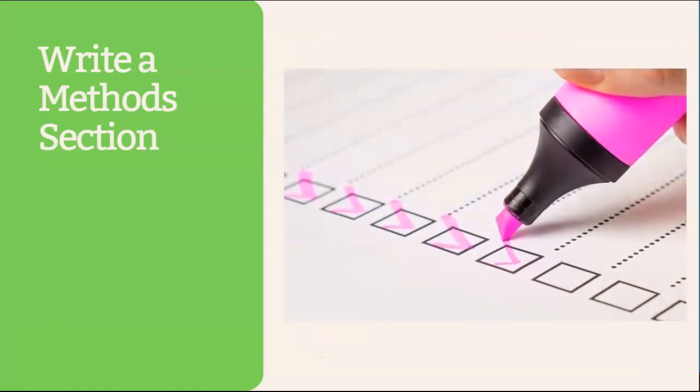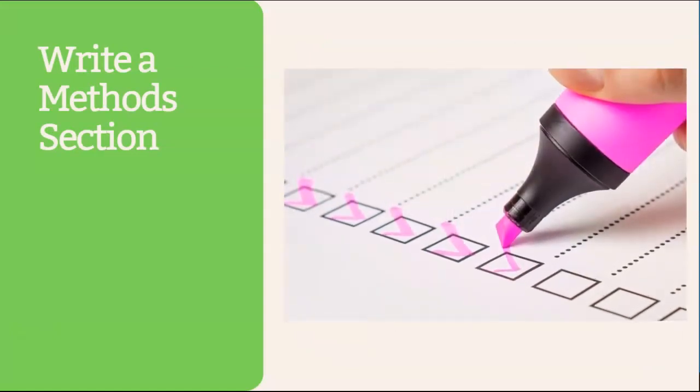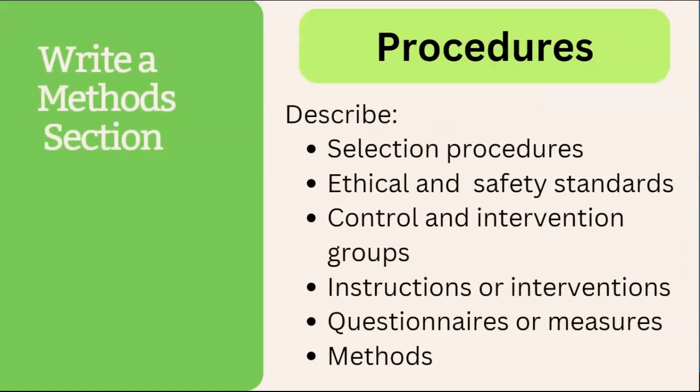The procedure section will describe in detail how you will do the study. Describe how you will find and select your participants. How will you meet ethical and safety standards? How will you divide your group into a control or intervention group? What will your intervention look like? What directions will you give your participants? What questionnaires, measures, or scales will you use to evaluate the variables? What materials will you use? Be as exact as possible.